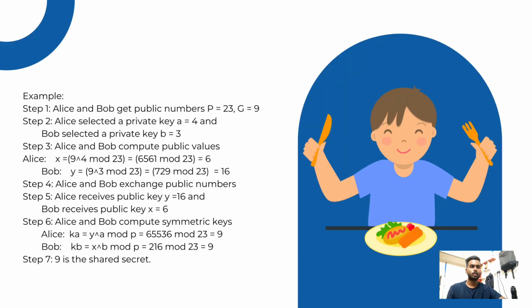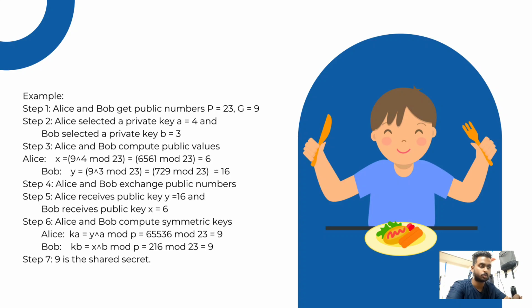Example: Alice and Bob get public numbers. P is 23 and G is 9. Alice selected a private key, which is a equals 4, and Bob selected a private key, which is b equals 3. Alice and Bob compute public values, where Alice's X is equal to 9^4 mod 23, which is nothing but 6, and Bob's is 9^3 mod 23, which is basically 16. Then Alice and Bob exchange public numbers, where Alice receives the public key Y equals 16 and Bob receives the public key X equals 6.